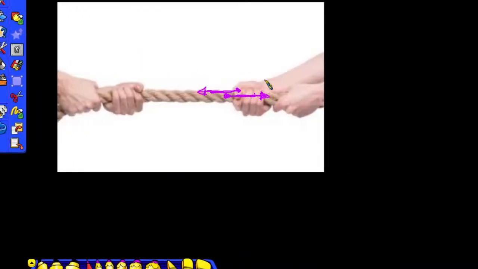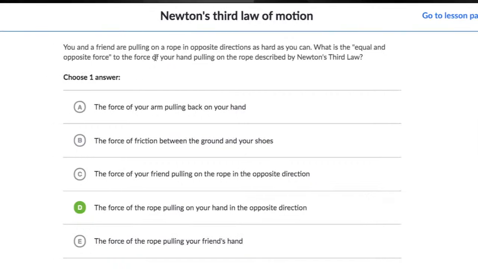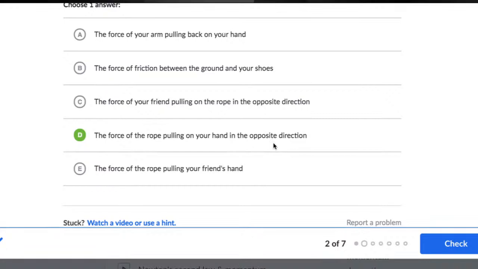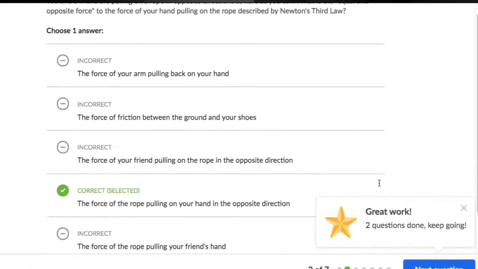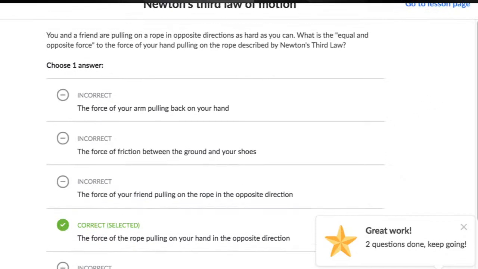So the action is the force applied by the hand on the rope, and the rope will pull the hand in the opposite direction. So this is the action. Your friend is pulling on the rope in the opposite direction. Okay. So this is correct.